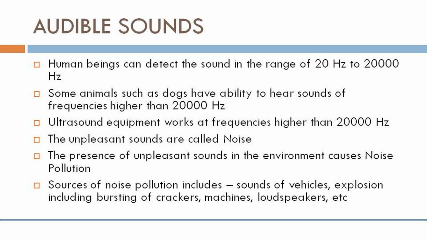Human beings can only detect the sound in the range of 20 Hz to 20,000 Hz, and this sound is known as audible sound. Some animals such as dogs have ability to hear the sounds of frequencies higher than 20,000 Hz, and also ultrasound equipment works at frequencies which are higher than 20,000 Hz. The unpleasant sound that we hear are called noise. The presence of unpleasant sounds in the environment causes noise pollution, and this may be caused by the sounds of vehicles, explosion including bursting of crackers, machines, loudspeakers, etc.